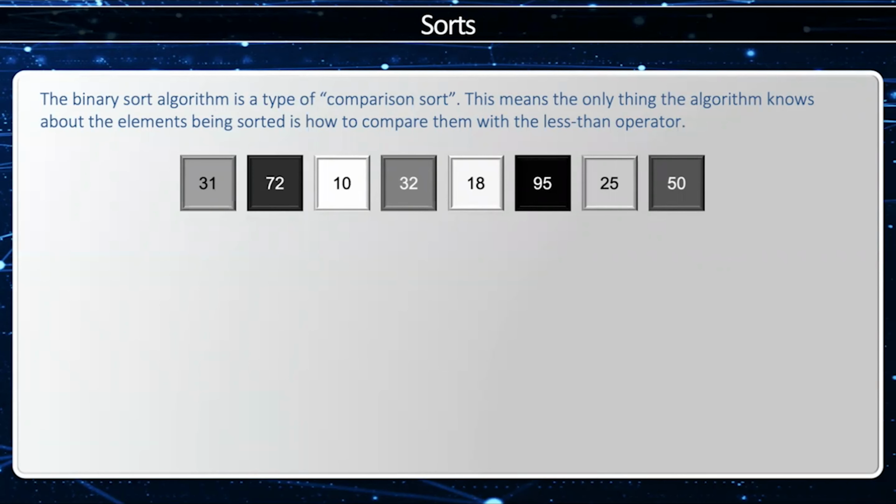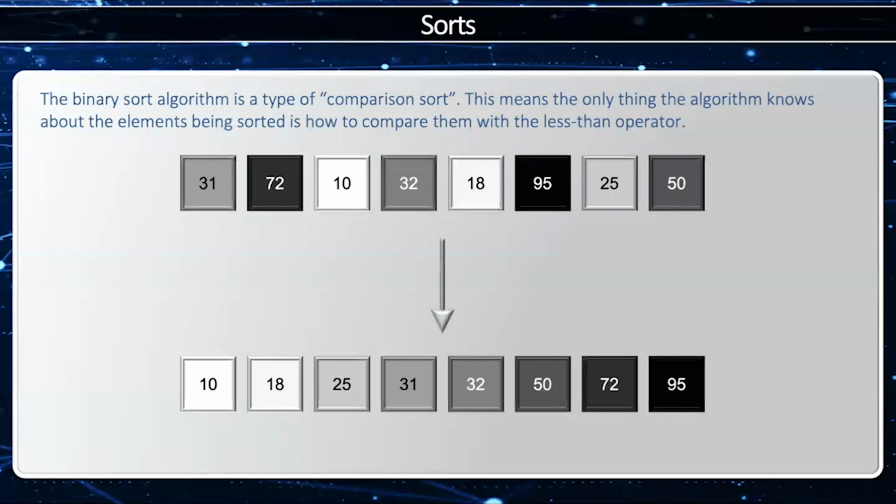First, let's remember what a sort is. A sort is a function that takes an unordered collection of elements and sorts them in either ascending or descending order. In this case, I have a collection of 8 numbers, and I will sort them by putting them in ascending order. And how do I know it's ascending? Because I will use the less than operator.